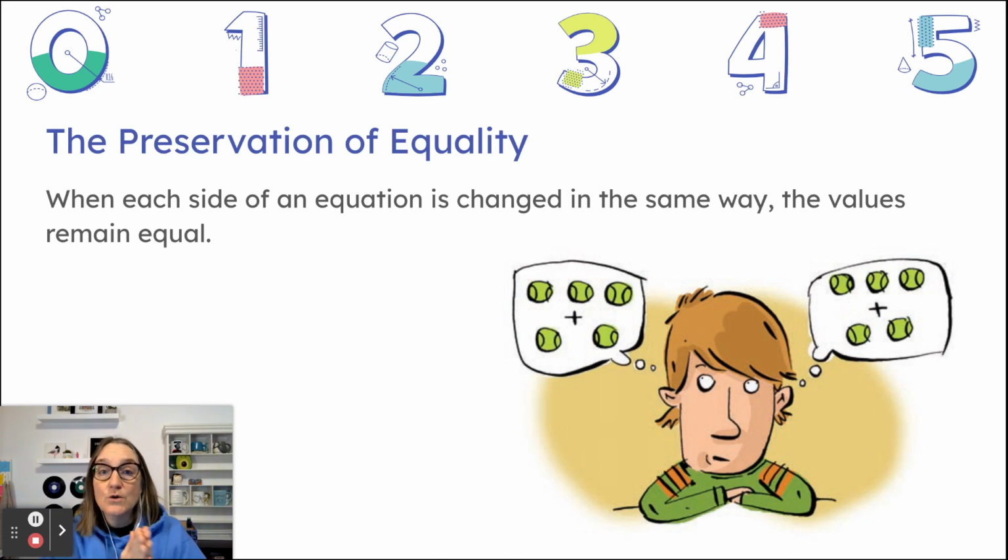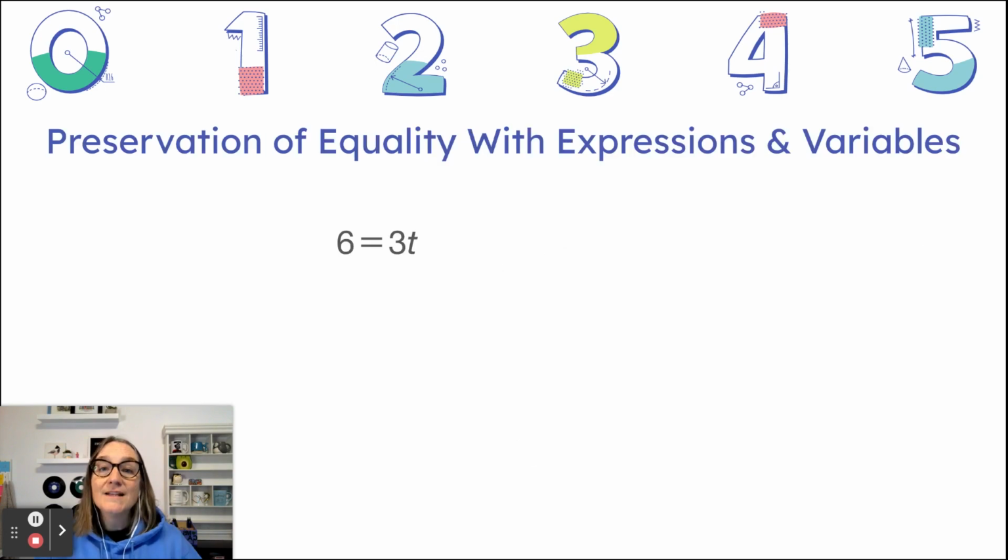When each side of the equation is changed in the same way, the values remain equal. This is called the preservation of equality. Now, the same is true if one side of the equation is an expression containing a variable. Let's model that with a little bit of a different tool. Let's consider this equation using a variable.